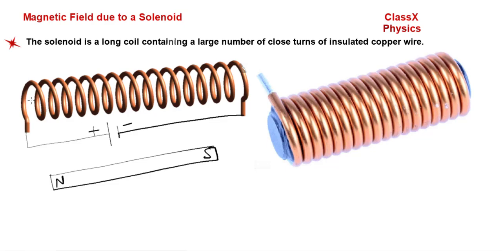So the solenoid will behave as a bar magnet, and its poles will be defined with the clock face rule. This is the positive terminal of the cell. Current will be flowing in this way, and when we observe this section of the coil, we can see the current is going clockwise. Here the direction of current is clockwise.